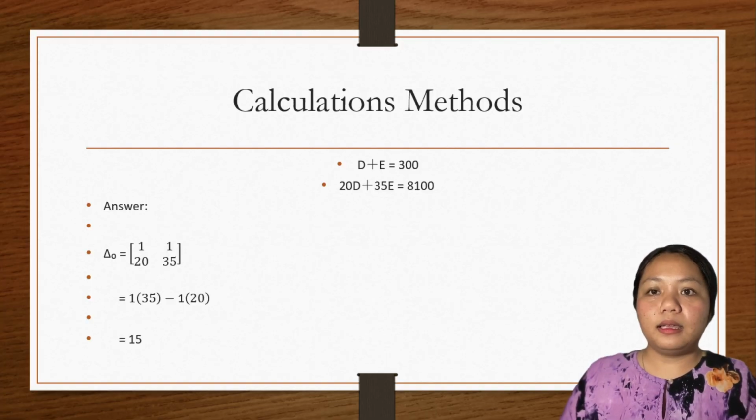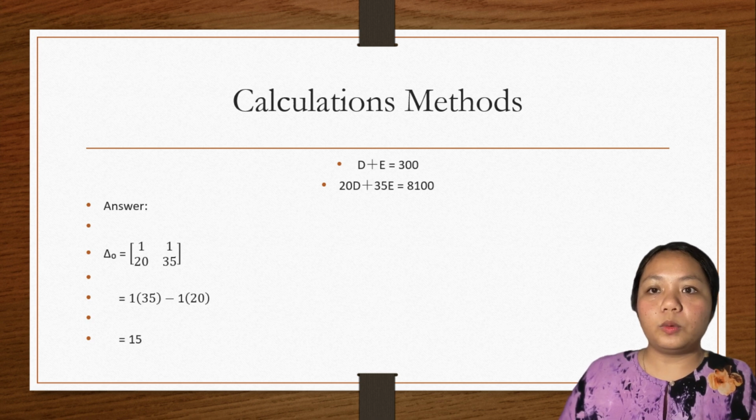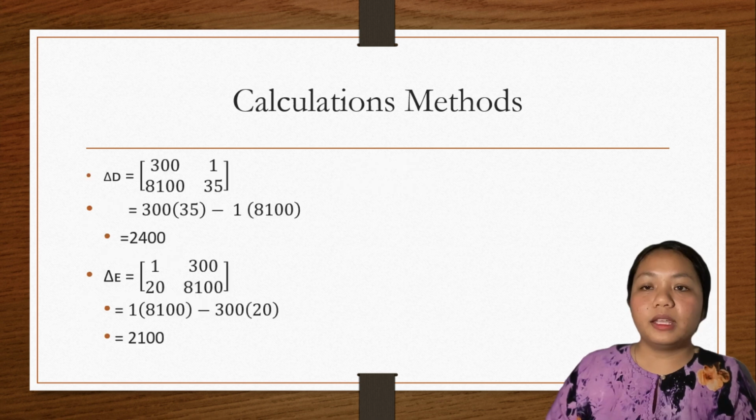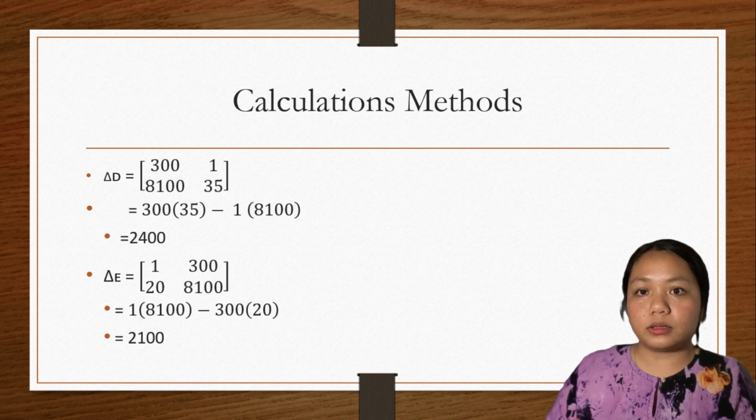D plus E equal 300. 20D plus 35E equal 8,100. The answer will be delta 0 equal to the matrix with rows 1, 1 and 20, 35, equal to 1 multiply 35 minus 1 multiply 20, equal to 15. For delta D, column 1 will be changed with the value of the cost of dishes.